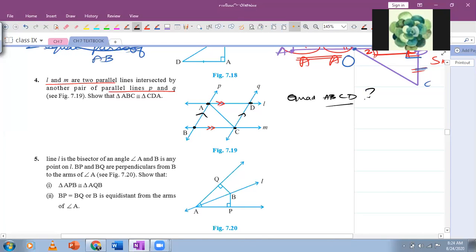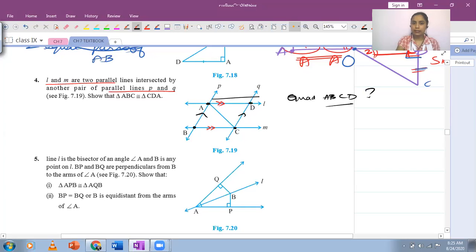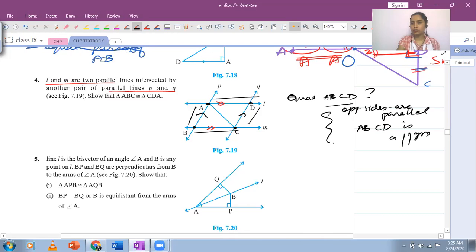Is a parallelogram. Because the opposite sides are parallel for this particular quadrilateral. Can you just observe the side AD and BC are parallel, side AB and DC are parallel. Since both pairs of opposite sides are parallel, this quadrilateral is a parallelogram. It is not actually required, it's just an observation which I want you to keep in mind.